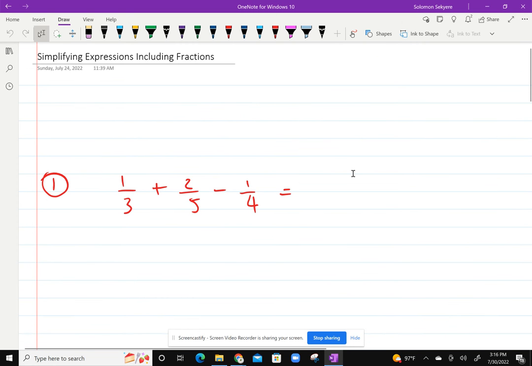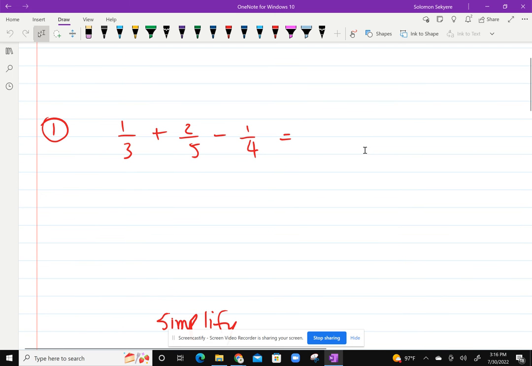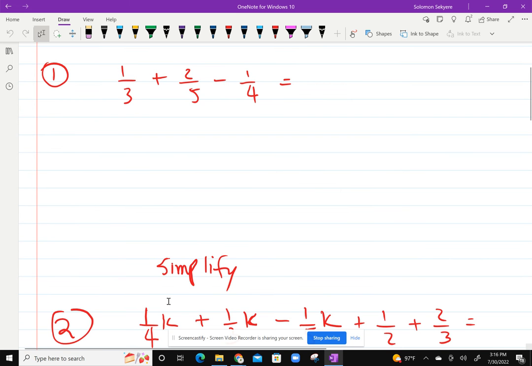Okay, in this video we are going to be simplifying expressions involving like and unlike terms. Before we do that, let's do some basic review of fractions here. Suppose you are asked to do 1/3 plus 2/5 minus 1/4. How do you do this?